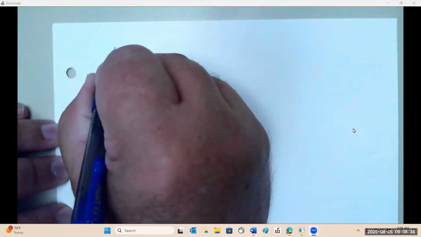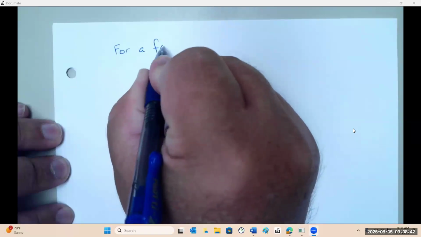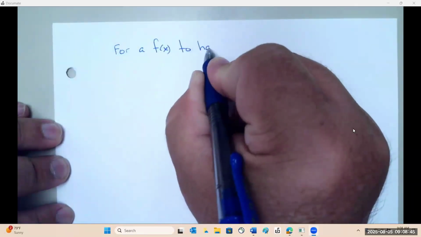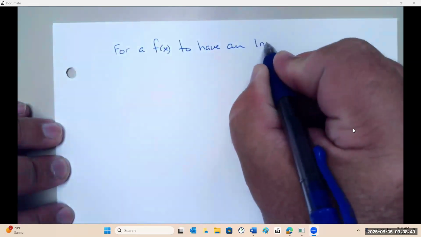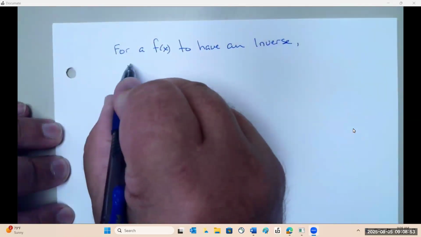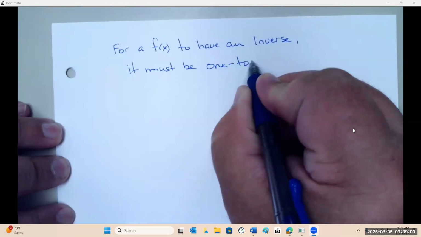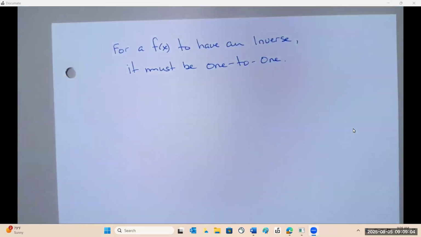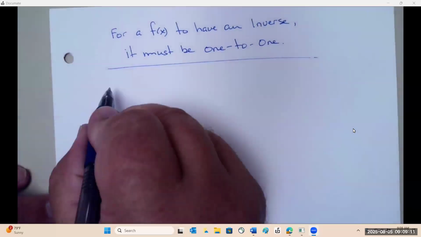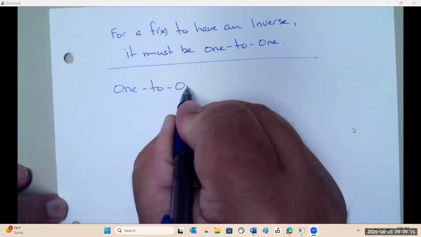In order for a function to have an inverse, it must be 1-to-1. One-to-one functions.